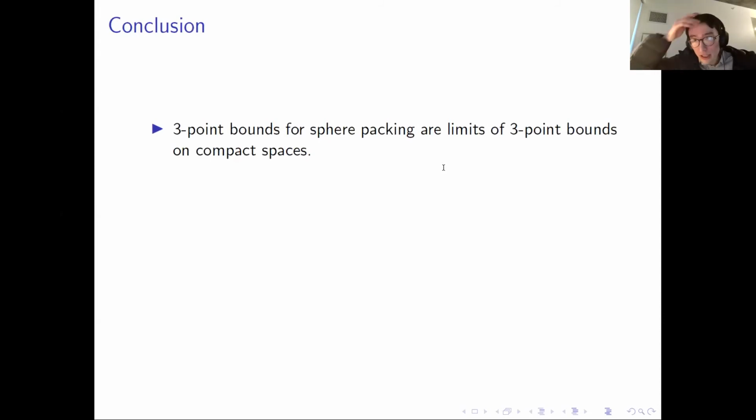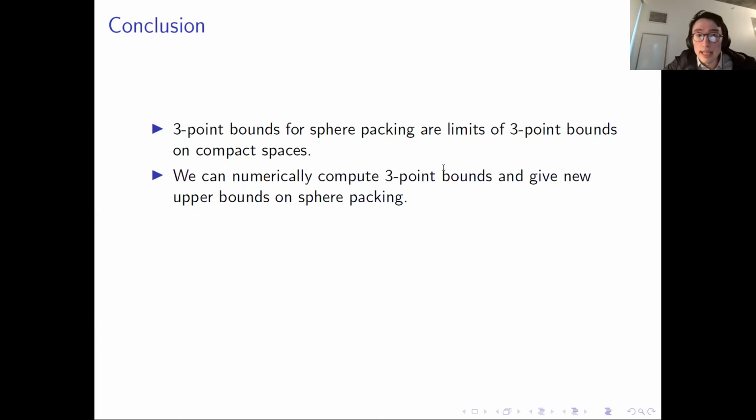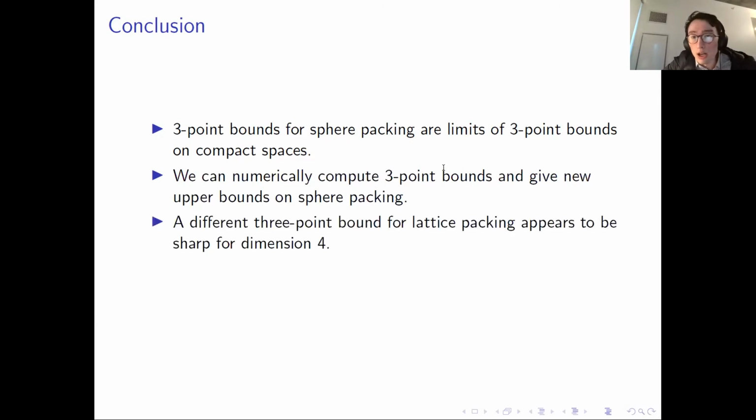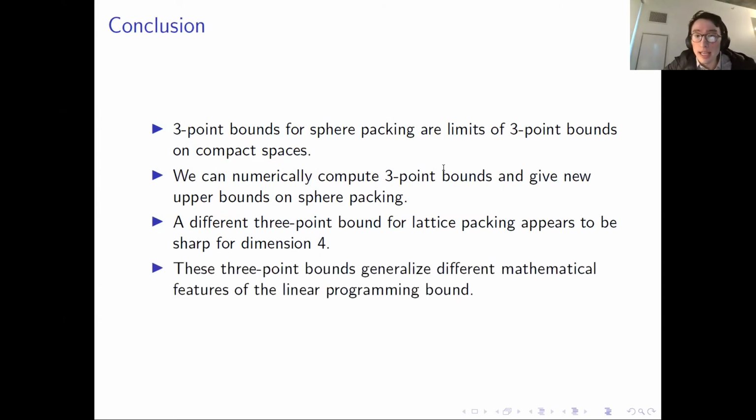So anyway, to conclude, what we've covered is we've given a new 3-point bound for sphere packing and improved some of the best known sphere packing upper bounds in dimensions 4 through 12, except for 8. And also there's a different 3-point bound for lattices, which appears to be sharp in dimension 4 and generalizes different mathematical features of the linear programming bound. So thank you.